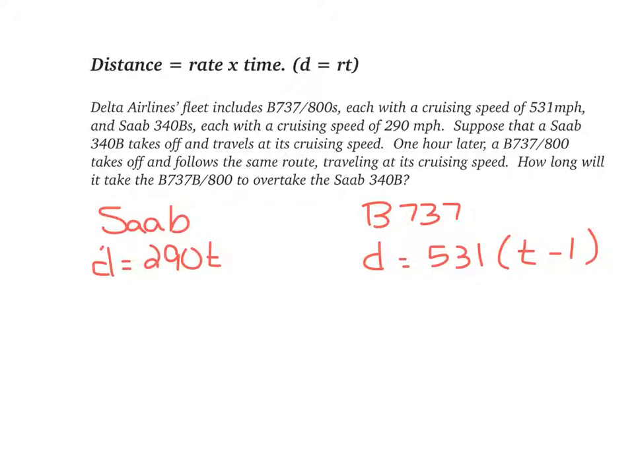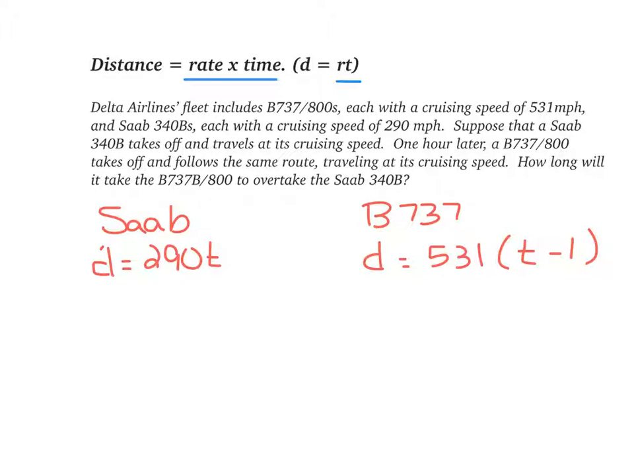Distance: you should have seen the distance formula before in algebra. Distance is rate times time. Rate is speed, how fast you're going, times how long you're going that speed, and that tells you how much distance you're covering. Let's read this one. Delta Airlines' fleet includes B737-800s, each with a cruising speed of 531 miles per hour, and Saab 340Bs, each with a cruising speed of 290 miles per hour. Suppose that a Saab 340B takes off and travels at its cruising speed. 1 hour later, a B737-800 takes off and follows the same route, traveling at its cruising speed. How long will it take before the faster one, the B737, overtakes the Saab 340?